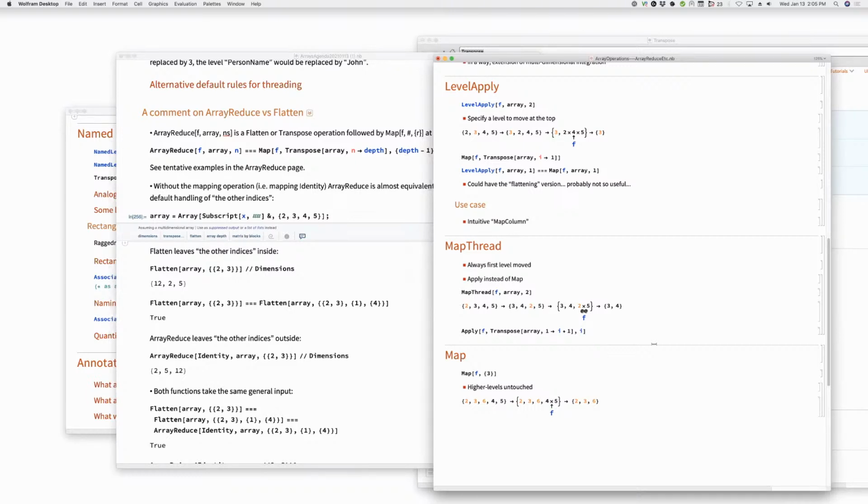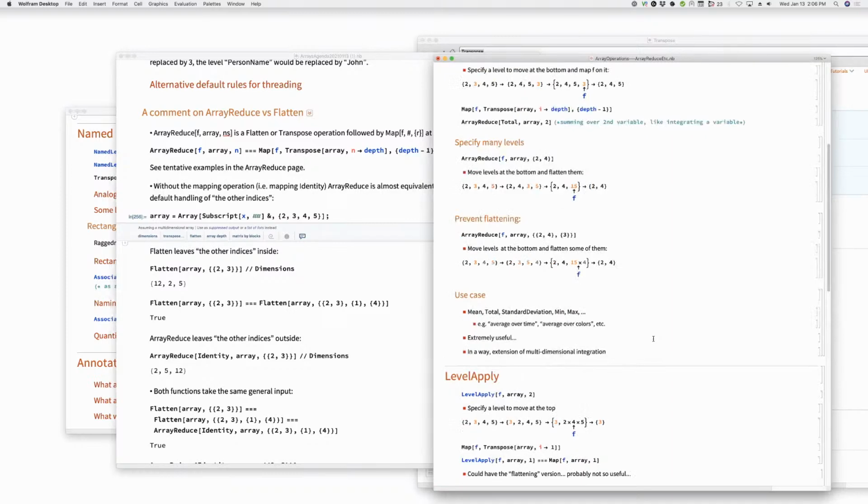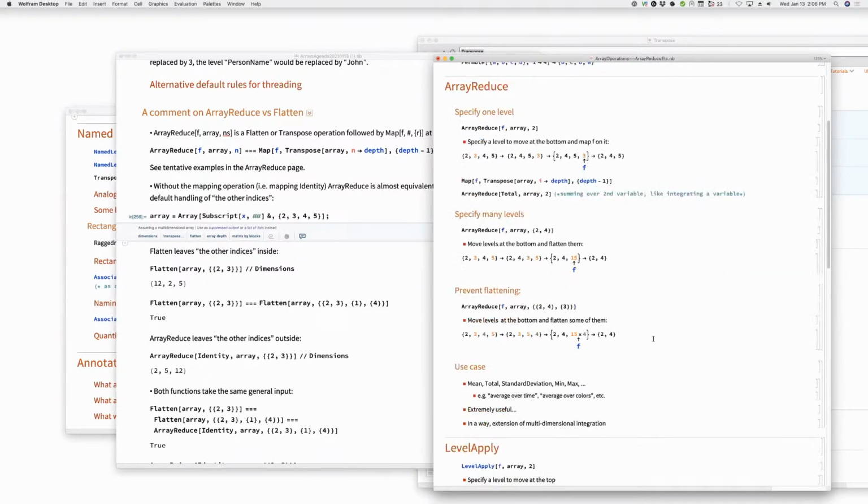Level apply level 2, you take level 2, what is that? You put it at the top and you apply f on everything else. That's why it's not that useful: it's a bit like map where you specify what to keep and not what to apply on. And typically, array reduce moves the level at the end and applies on this level.